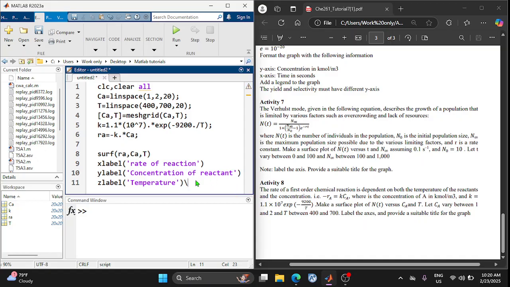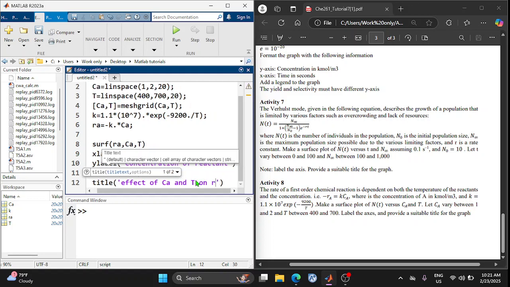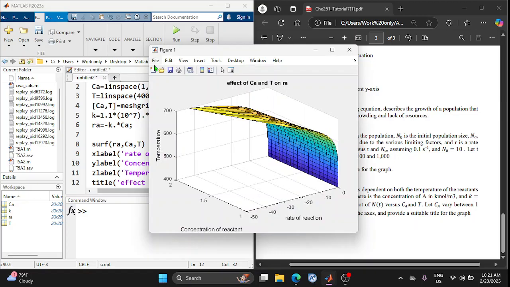So to suggest a suitable title, I can say maybe title, effect of Ca and T on Ra. So this can be my title, and then I can run this one more time so that it appears, and this is what I'm going to get at the end of the day.